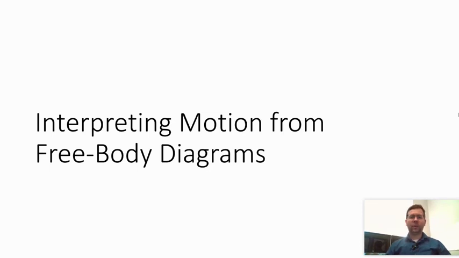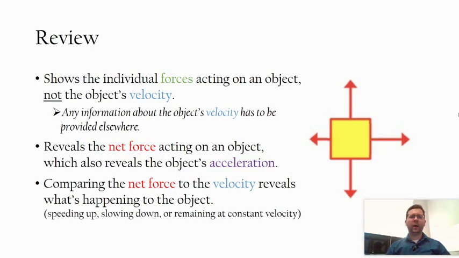In this video, we're going to be talking about how to interpret motion using free body diagrams, how to understand what's actually going on in a free body diagram. As a review, remember that free body diagrams show the individual forces acting on an object, but not the object's velocity. Any information about the object's velocity has to be provided in a word problem or in a dot diagram or some kind of table. The free body diagram does not tell you anything about an object's velocity.